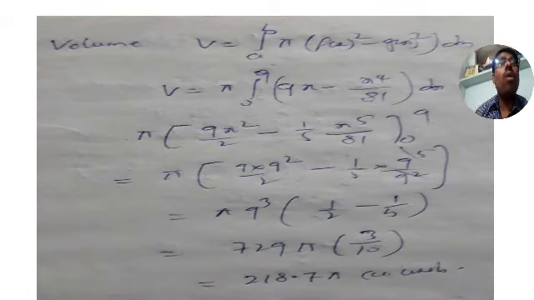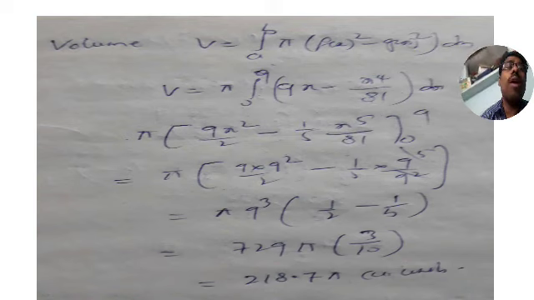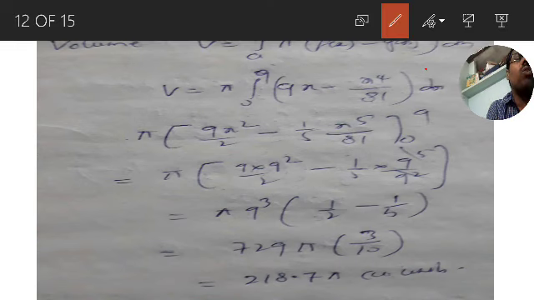So what is the formula? V is equal to integration a to b pi into f of x whole square minus g of x whole square into dx. Therefore V is equal to pi into integration 0 to 9. F of x is root 9x. Root 9x whole square is 9x, minus g of x is x square by 9. X square by 9 whole square is x power of 4 by 81. So this is what we got.